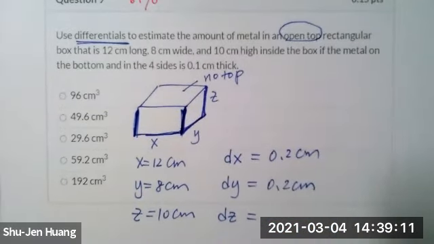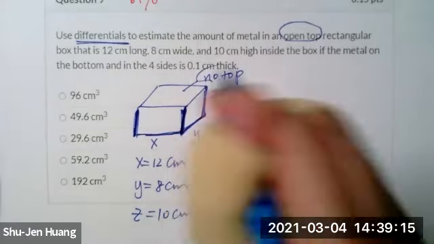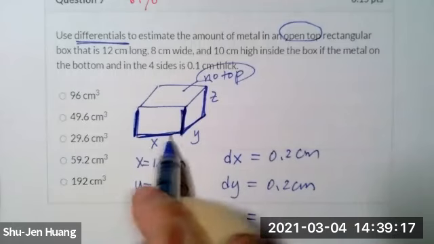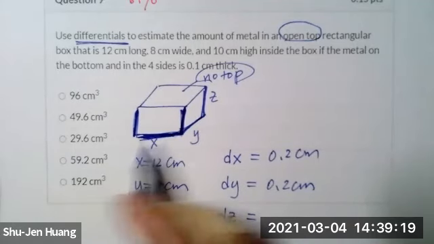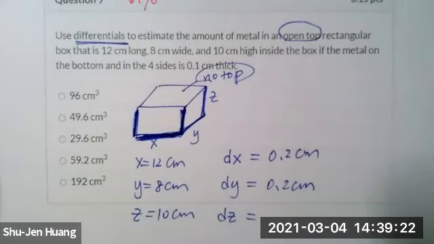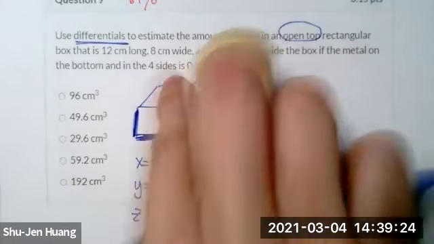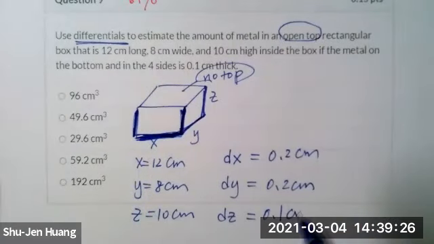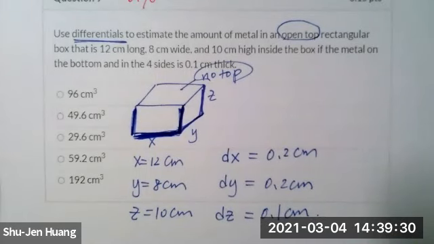How about dz? Because it says no top, we only need the metal for the bottom here. We don't need the top, so we only need to calculate once. So 0.1 here. Okay, only the bottom.